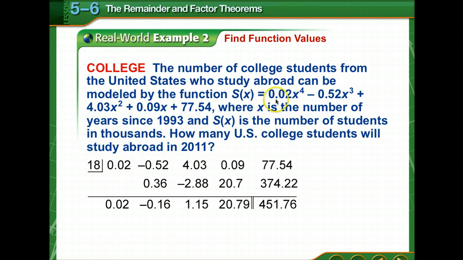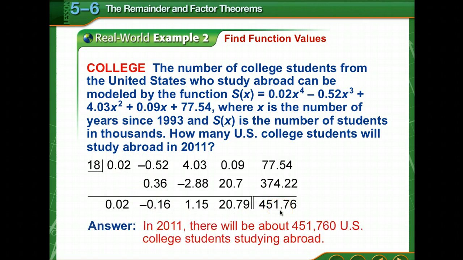We write our coefficients down with each of our terms, and we get 451.76. So in 2011, there will be about 451,760 U.S. college students studying abroad. Okay, notice they tell us that it's the number of students in thousands, so that's why we get rid of the decimal point and multiply.